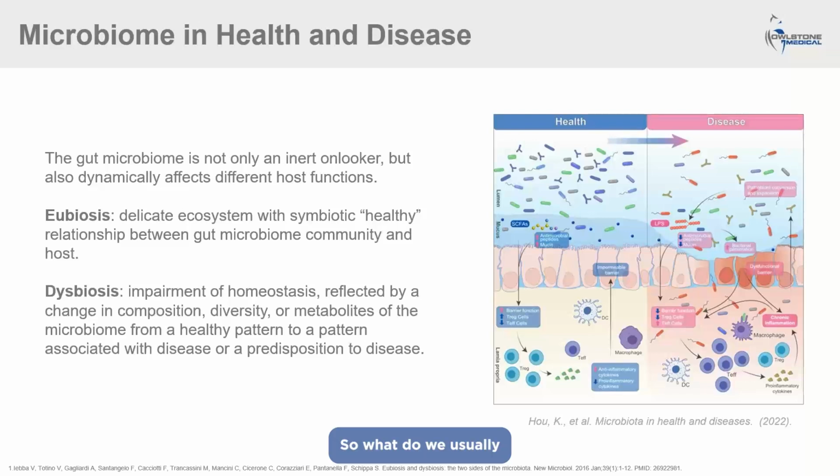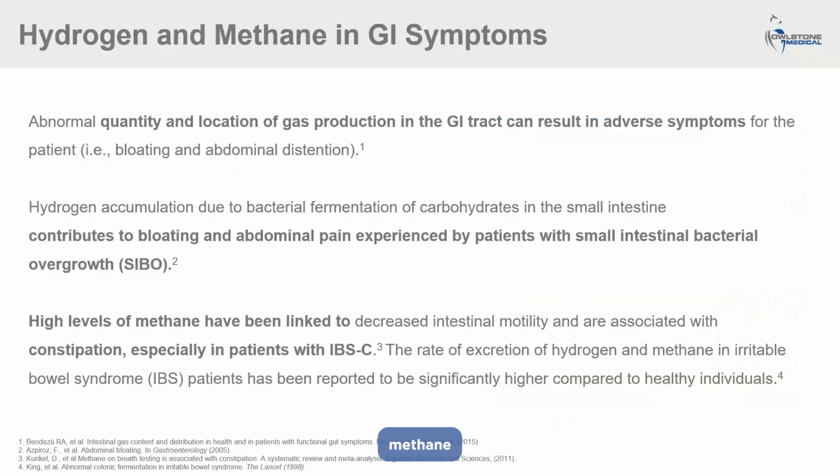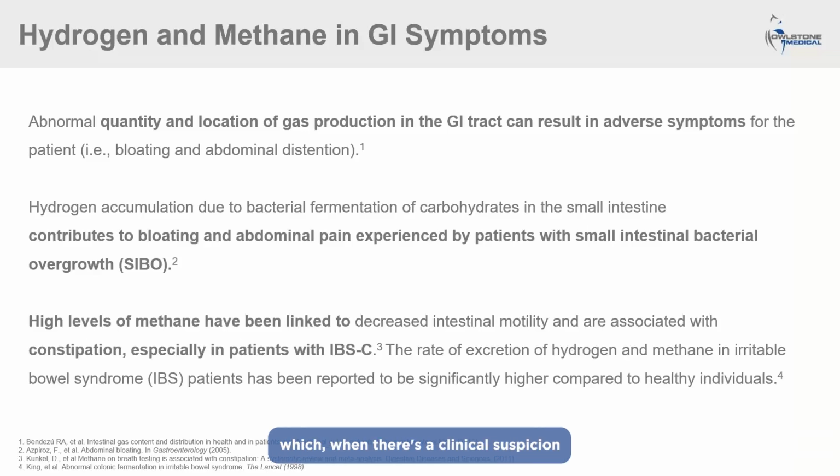So what do we usually see when the scale tips towards dysbiosis in gastrointestinal disease? For example, the levels of hydrogen and methane can serve as biomarker indicators of underlying conditions and link with the symptoms presented by the patient. Conditions such as lactose intolerance or malabsorption syndromes can lead to altered fermentation patterns and changes in hydrogen and methane levels, which, when there's a clinical suspicion, we can diagnose via hydrogen and methane breath tests.